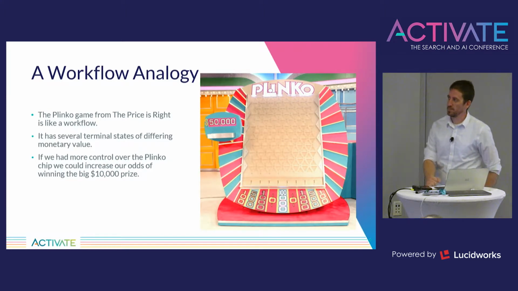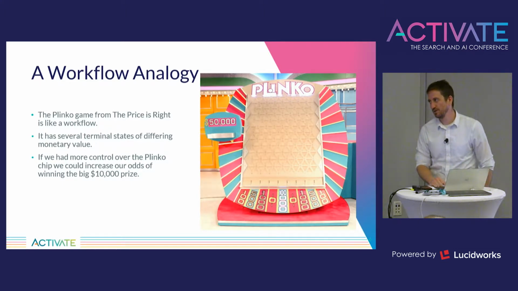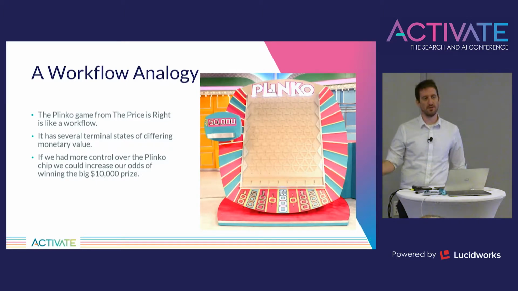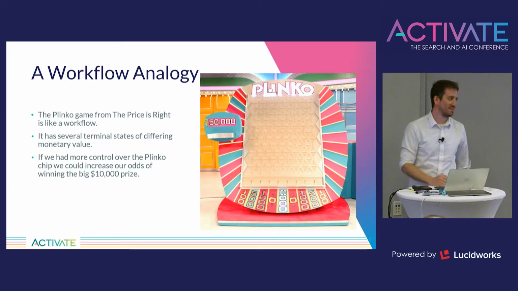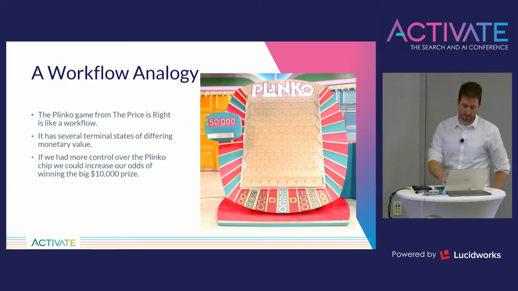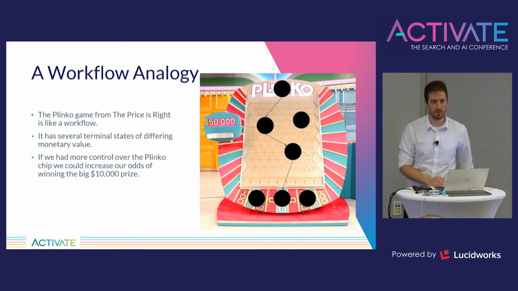And at the bottom, you see there's zeros where you get nothing, so your trip through the workflow was not a good one. And then there's other values, and of course there's the 10,000 in the bottom center, and that's what everybody wants to get. You want to get that $10,000 on there. So when we play Plinko, you can almost overlay some type of random workflow on top of it.